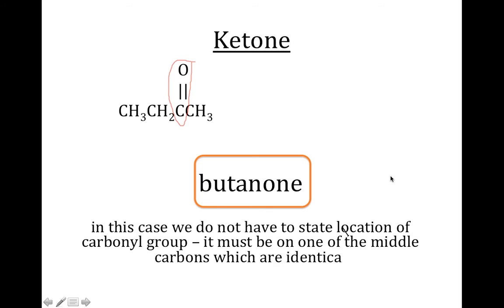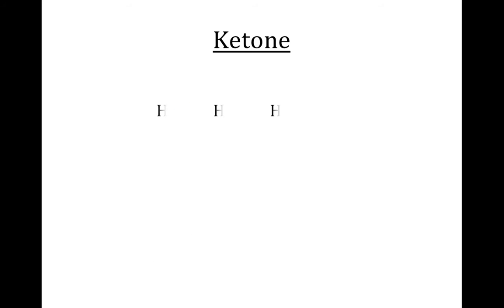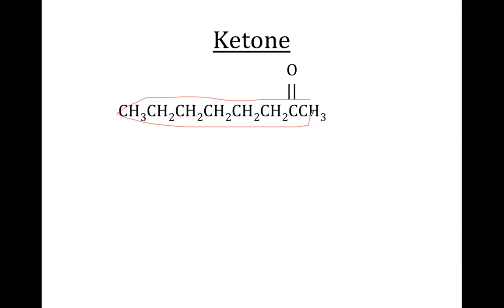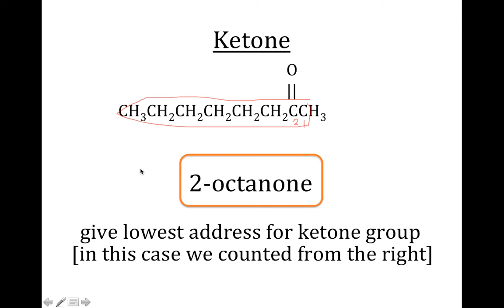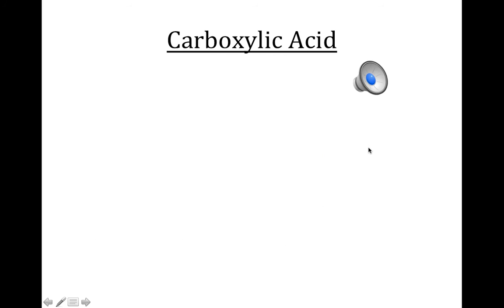Alrighty. So you've seen that in the previous notes. Another ketone. Well, we've got to find our longest sausage. Boom. And we want to give it its lowest address, so we're going to count from this direction. In this case, we have to give a location. So it is on the 2nd carbon, counting from the right. And so it is 2-octanone. We definitely don't want to count from the left and end up with 7-octanone. That would not be clever.